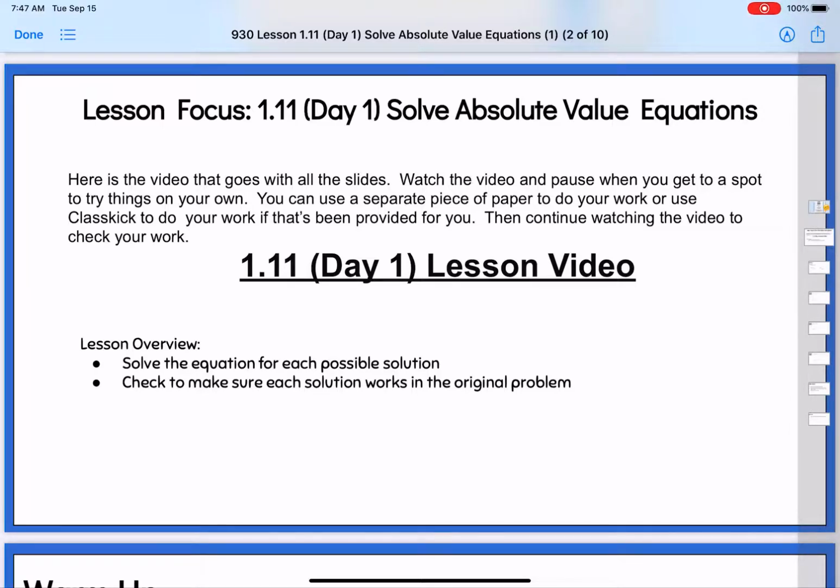All right, here is our first day on absolute value equations. So we're on Unit 1, Lesson 11, Day 1. We're going to spend a couple of days talking about absolute value equations. Today we're just going to look at the very basics of it. We're going to be able to solve these equations that have absolute values in them and check to make sure that our solutions work in the original problem. That's going to be our goal for today.